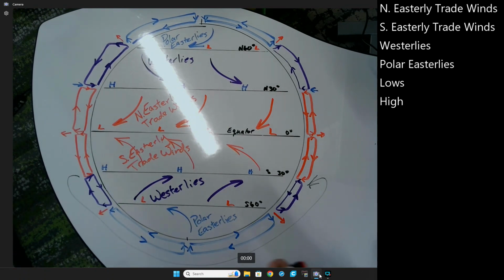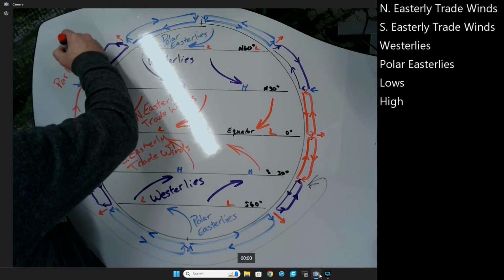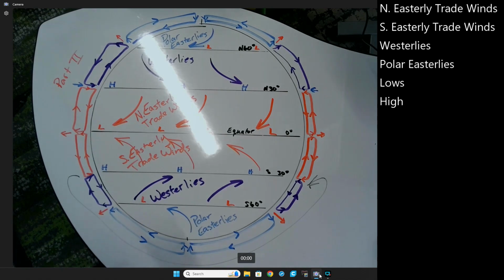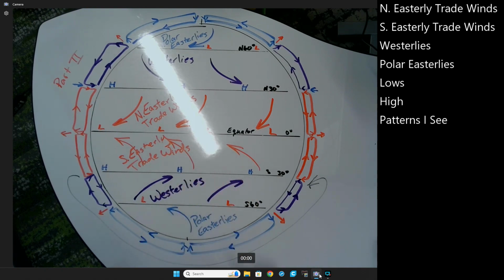For this part 2 video, make sure you have all of this recorded. Then what I want you to do is at the top of the form where it has patterns that you see, write down 3 patterns that you can identify in this. So there you go. Pause the video if you need to catch up and get anything on here. And good luck with it.